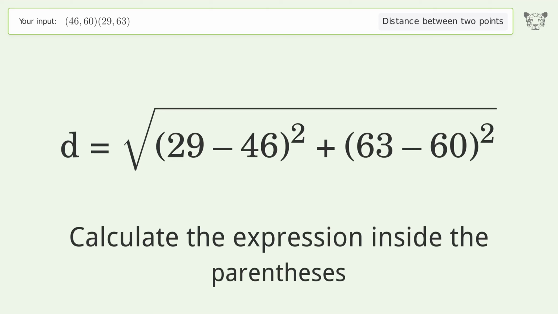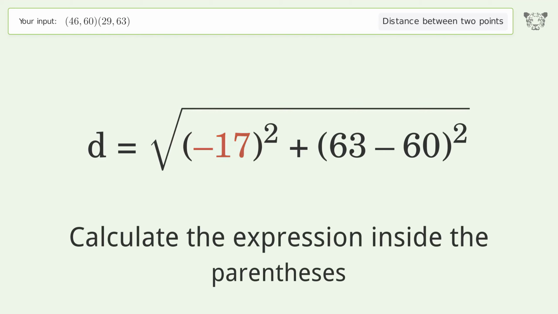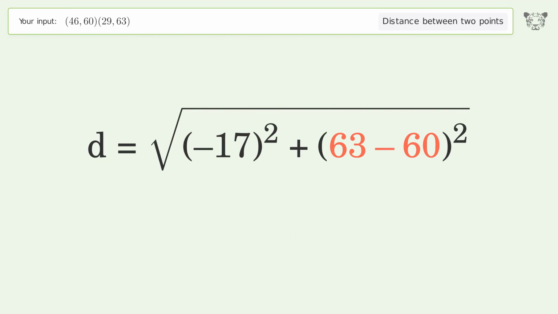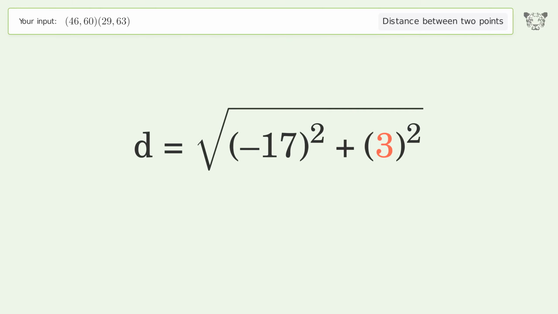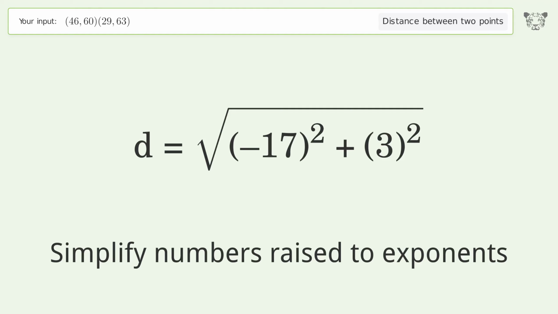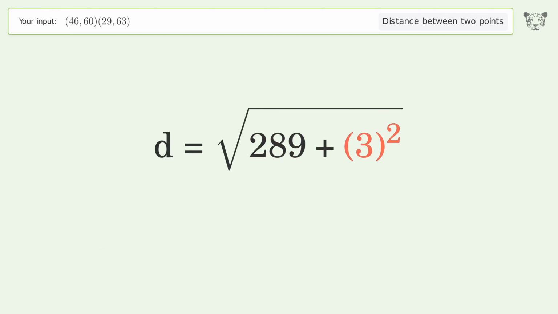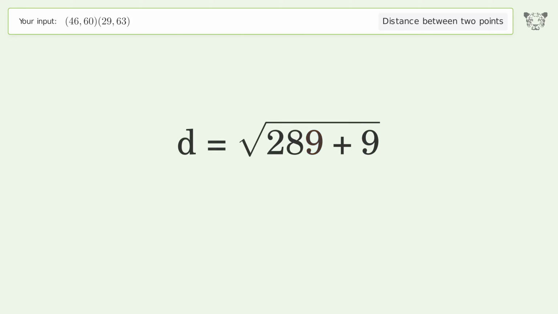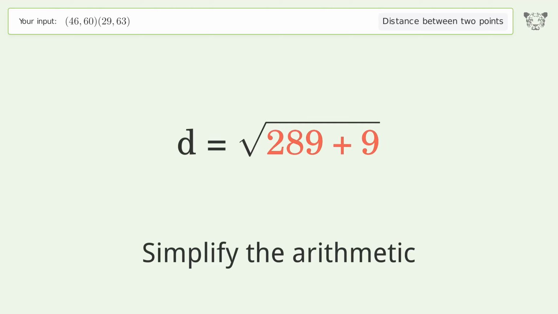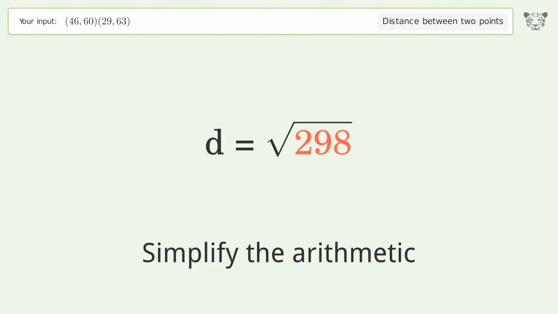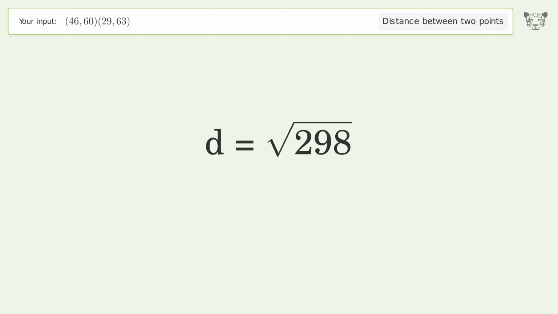Calculate the expression inside the parentheses. Simplify numbers raised to exponents. Simplify the arithmetic. And so the distance between the 2 points is the square root of 298, or 17.263.